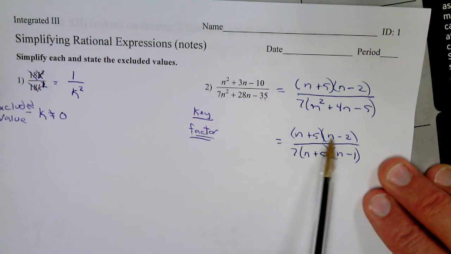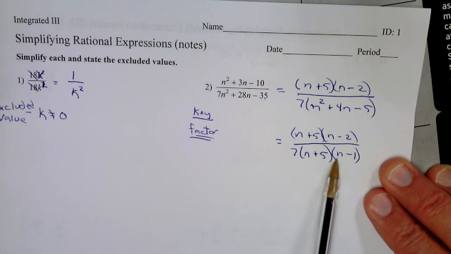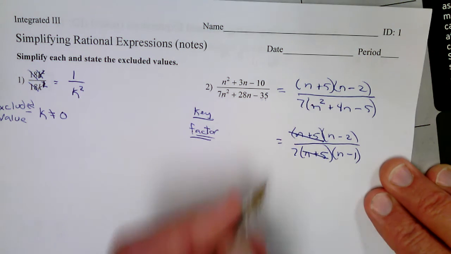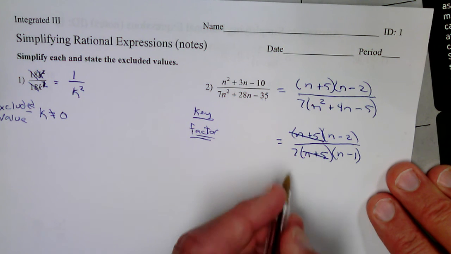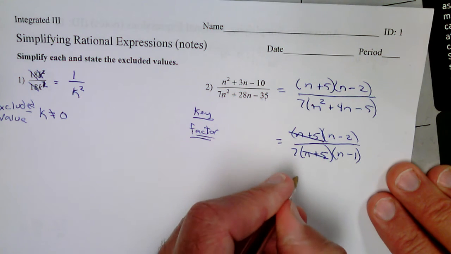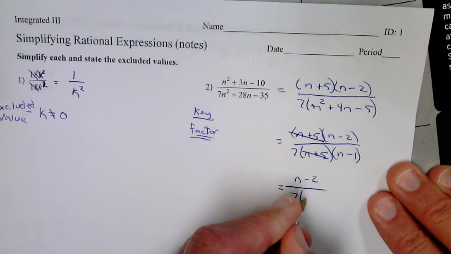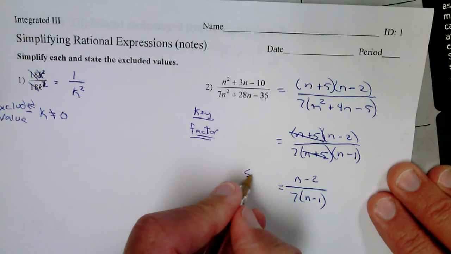Now you'll notice that these three parts are multiplied, so we can get rid of whatever's the same on top and bottom, which happens to be the n plus 5. So our n plus 5s turn into 1, and that leaves us with an answer of n minus 2 over 7 times n minus 1. All right, here's our simplified version.